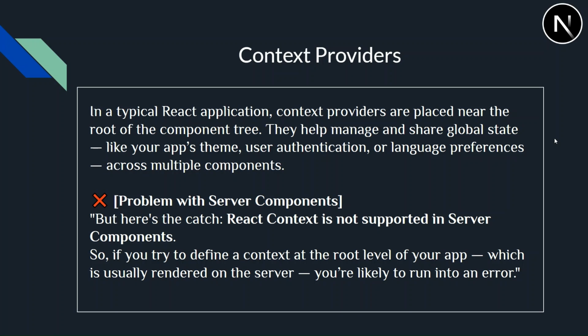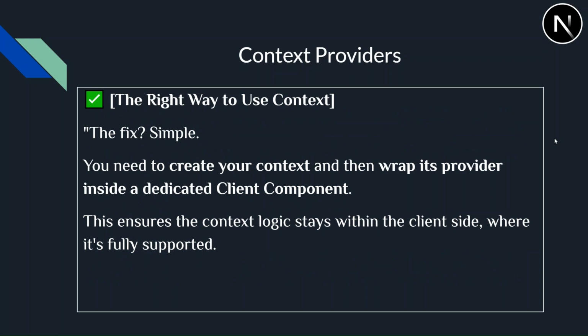In order to resolve this issue, we need to create our context and then wrap its provider inside a dedicated client component. Or we have to create a separate client component in which we declare our context provider. It ensures that the context logic stays on the client side where it is fully supported. So let's do an example and show you what issue we face if we use the context provider on the server side, and after that how we can resolve it by creating a dedicated client component. So let's move on to Visual Studio Code.